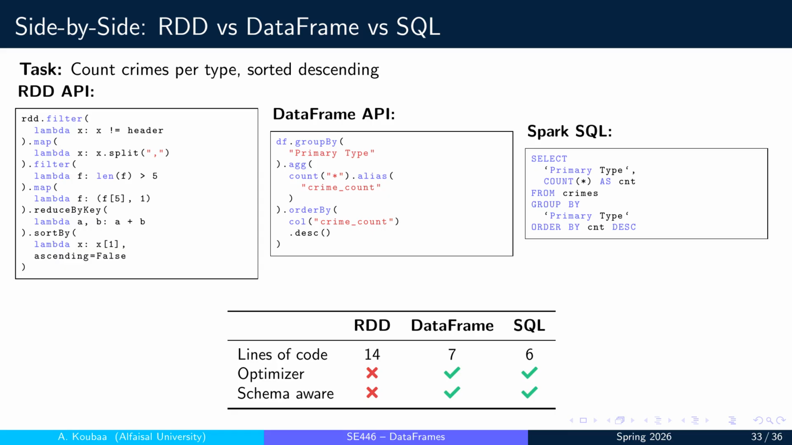This table summarizes the key differences. The RDD approach took 14 lines of code, whereas the data frame and SQL versions took only 7 and 6. More importantly, because data frames and SQL are schema aware, they can leverage the Catalyst optimizer for performance gains, which is not possible with RDDs.